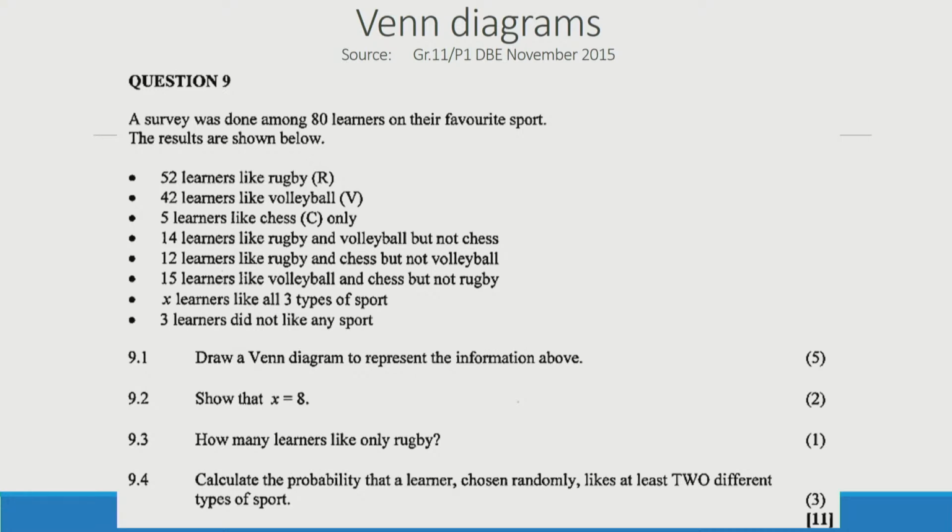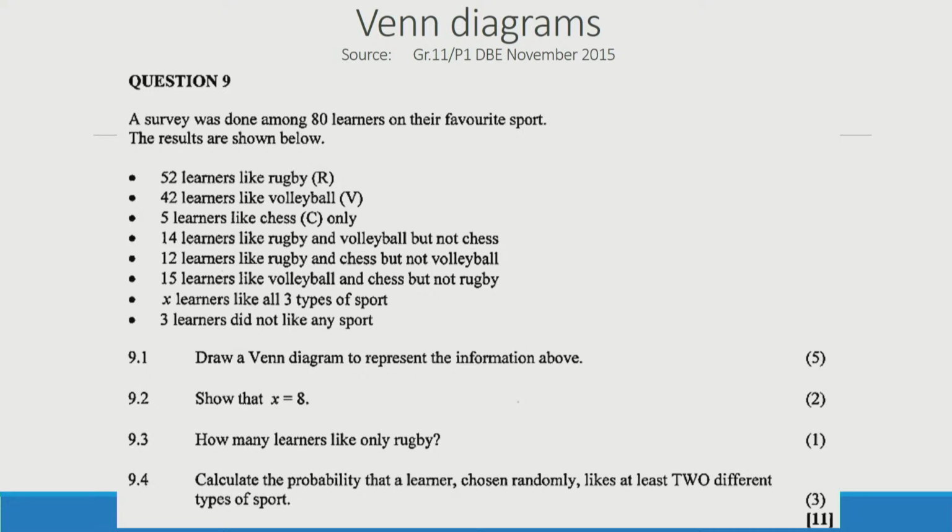So let's check what's happening with this particular question. It says here that a survey was done among 80 learners on their favorite sport. The results are shown below. We're given all those results there. And the first question is to draw a Venn diagram to represent the above information.